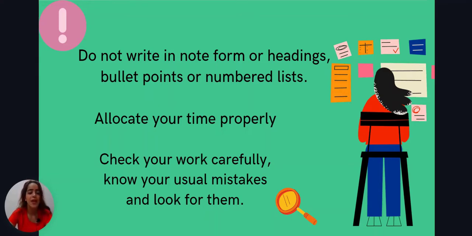You need to allocate the time properly and manage it very, very efficiently, as I told you, because it is worth twice the previous part one, and you need to pay attention to the time as well. If you lose track of time, you will lose the score because you're not going to finish the essay or you're not going to have the time to revise it. Each of these will result in your low score. The next one is about check your work carefully, know your usual mistakes and look for them.